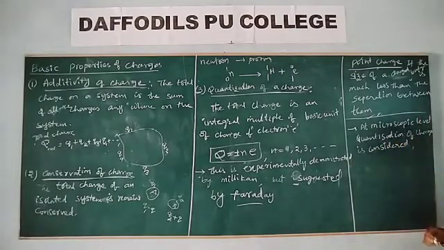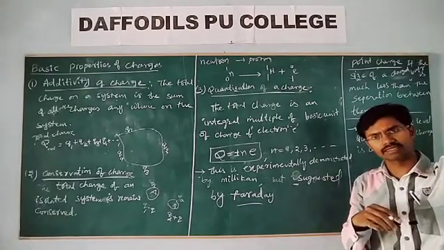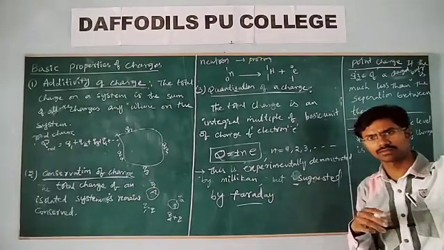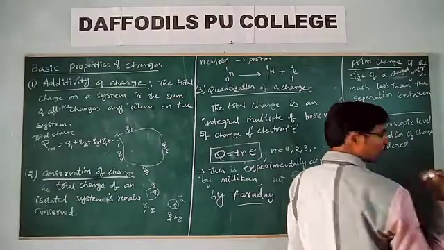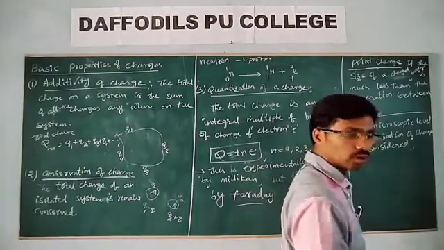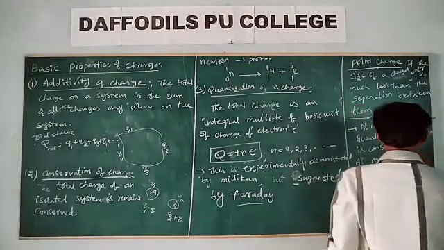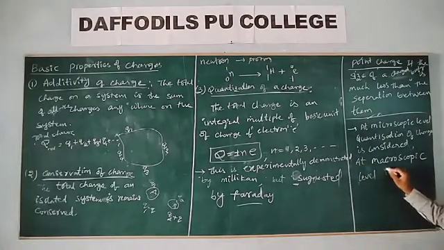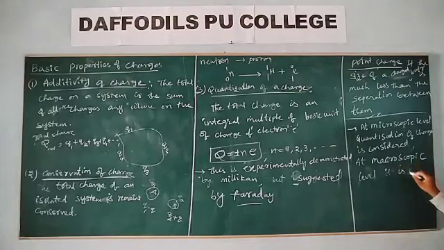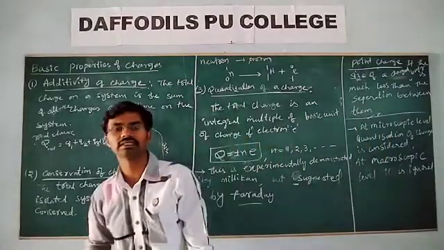But whereas macroscopic means what? More number of the charges are there, for a large number of systems. At macroscopic level, it cannot be considered, it can be ignored. At macroscopic level, this quantization of the charge is ignored.